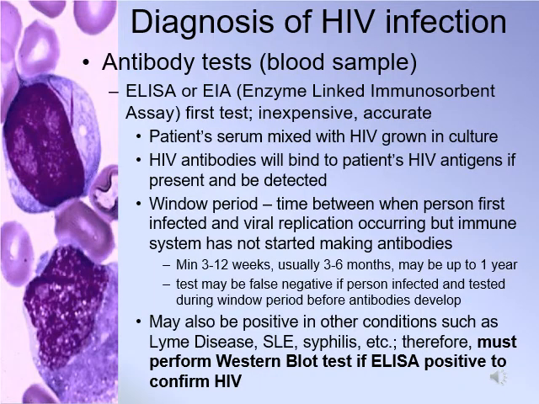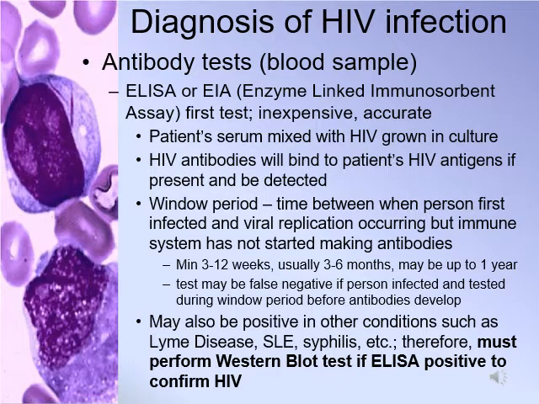It's important to understand what sort of testing they're going to do for diagnosis of an HIV infection. They will do antibody testing via a blood sample: ELISA, or EIA is the newer name, the enzyme-linked immunosorbent assay. That's basically the first test. It's inexpensive and it's very, very accurate.